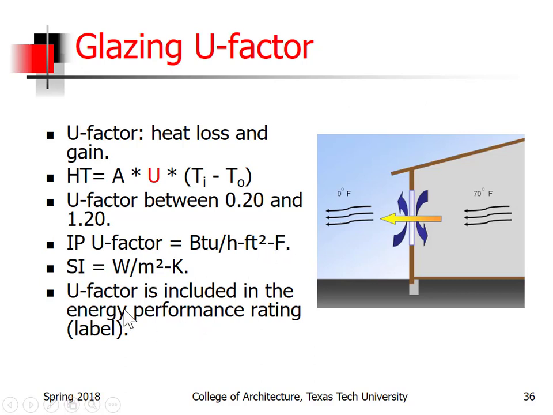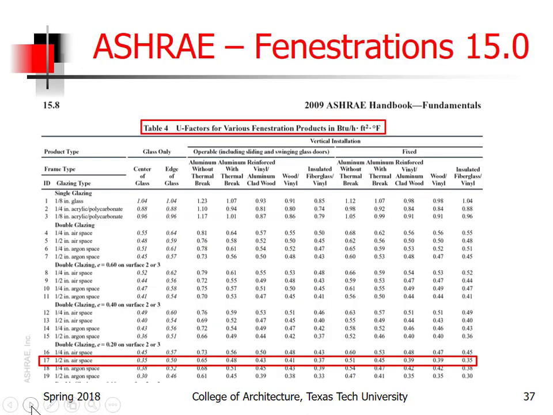And the U factor is included in the energy performance rating on the label of all windows in the United States. You have to have your windows certified for their U factor. Okay. So how do we look up this U factor to put it into this formula? Well, one way is, of course, to get the U factor from the actual manufacturer, and in this case, that is going to be a tested or a certified number. So that would be a good way in which to get it.